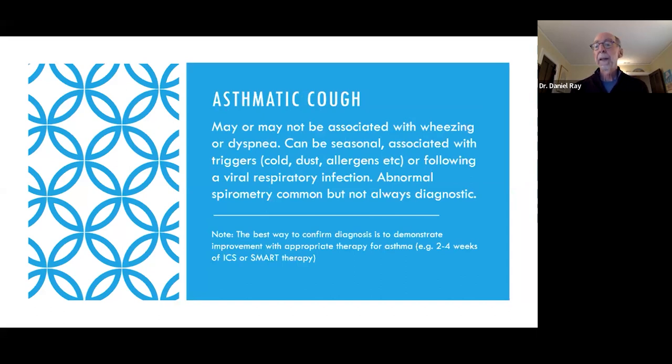Asthmatic cough, not necessarily associated with wheezing, unfortunately, or shortness of breath. Often the cough may be triggered by things that might trigger their asthma, so seasonal allergies, cold exposure, dust, or an acute respiratory infection. And then if you're lucky, their spirometry is abnormal, that kind of points you in the direction of asthma, but not always. So the spirometry can be relatively normal, but they're coughing. So it's a very empiric approach. The best way to confirm the diagnosis is to go ahead and treat them with inhaled corticosteroids or a combination long-acting beta agonist, inhaled corticosteroid for 2 to 4 weeks and see if their cough goes away.